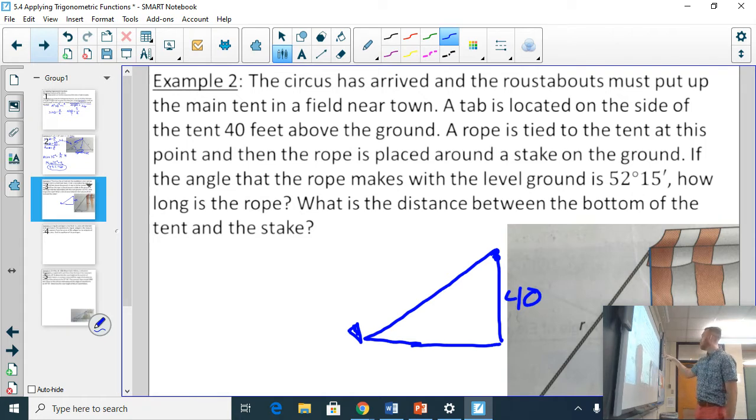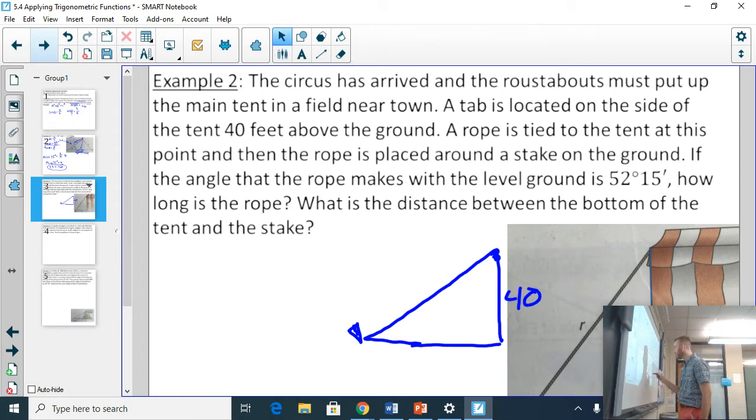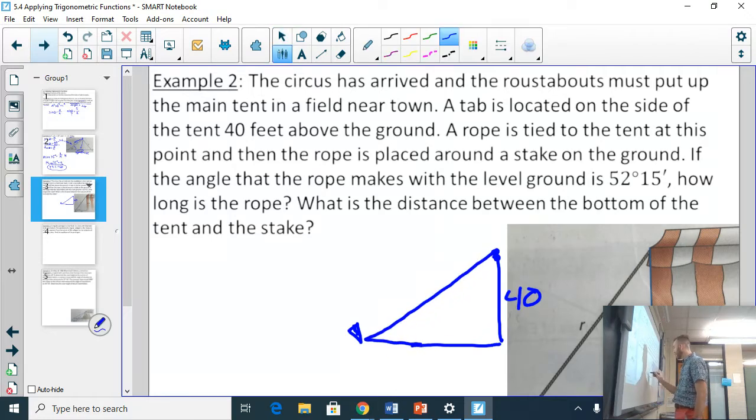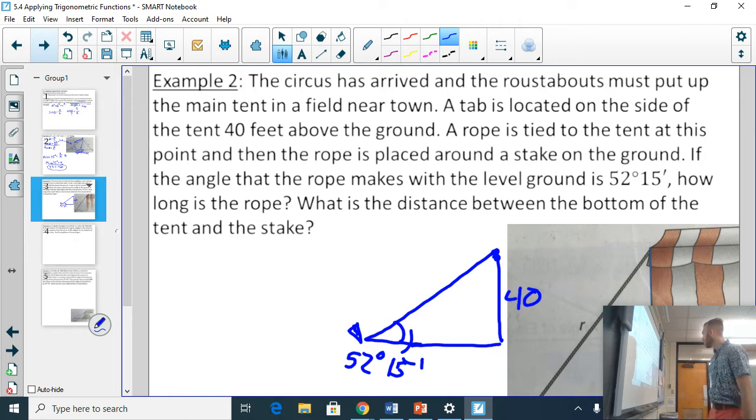If the angle that the rope makes with the level ground is 52 degrees 15 minutes, so that one is saying that this angle right here is 52 degrees 15 minutes. How long is the rope? What is the distance between the bottom of the tent and the stake?